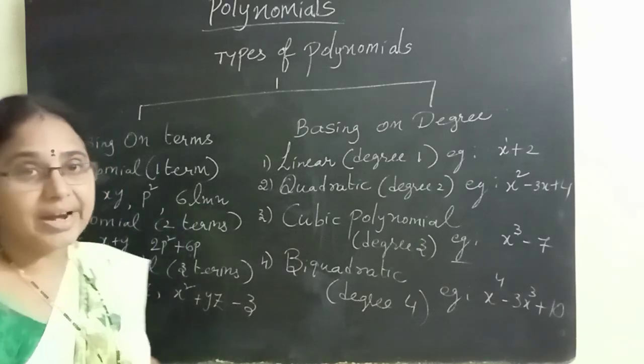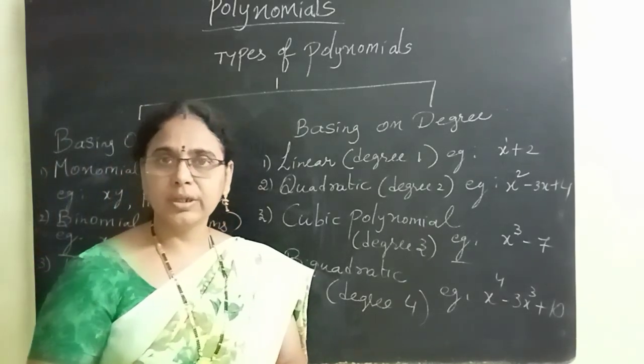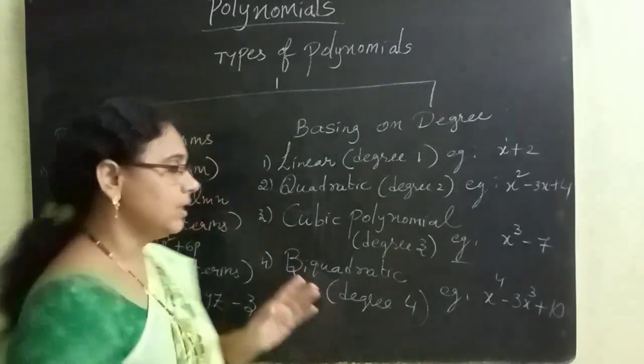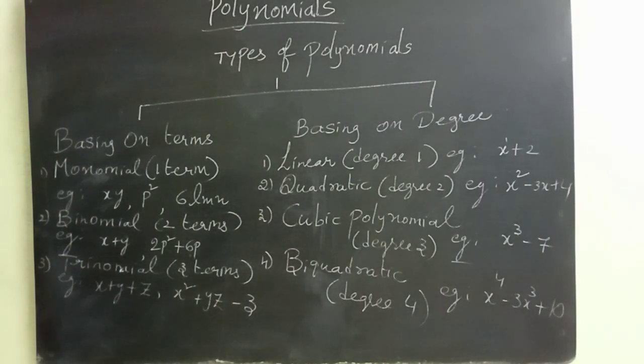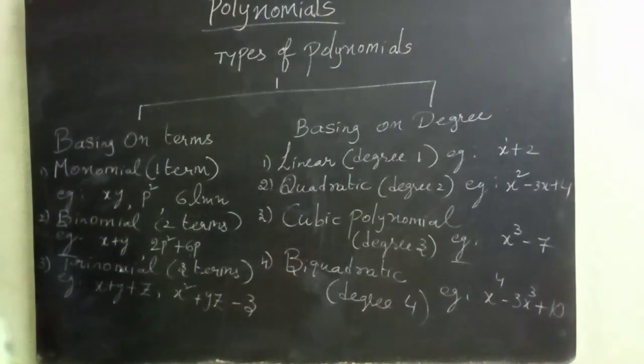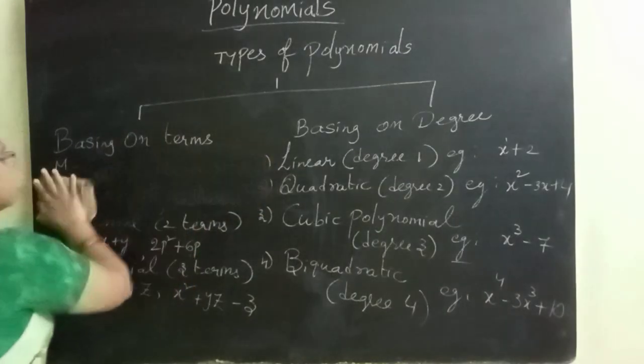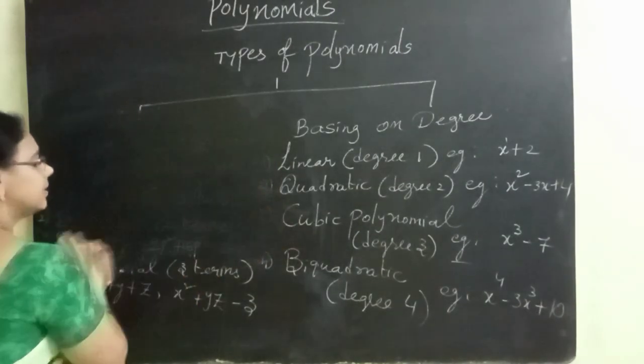So it is biquadratic polynomial. Okay. Read the question properly. Is it basing on the term or basing on degree? How to check that thing. Okay, I hope you are clear about types of polynomials.